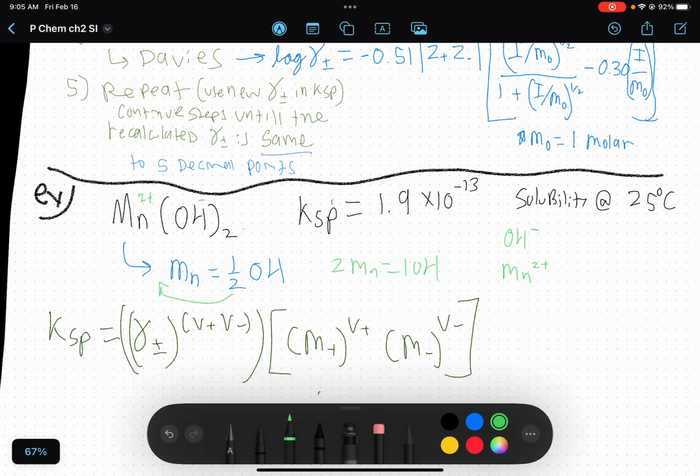Do we need those just yet? Oh, we don't need the ionic strength. Oh well, they're good to have anyway. So ZOH is equal to -1. ZMn is equal to +2.